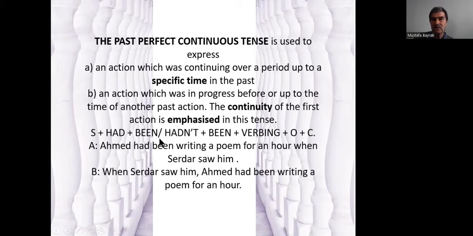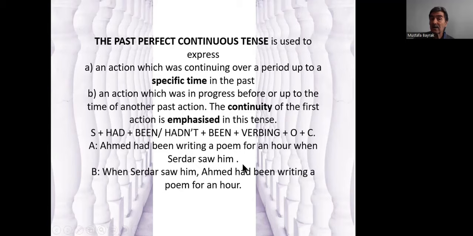Like this, for example: subject, had been, or hadn't been in negative sentences, and verb-ing. We have learned that verb-ing comes after am, is, are, was, were, and been. As we cannot use been alone, we use it with have been or had been or hadn't been. Had been, verb-ing, and object or complement. For example, Ahmet had been writing a poem for an hour when Serdar saw him. Is it clear?